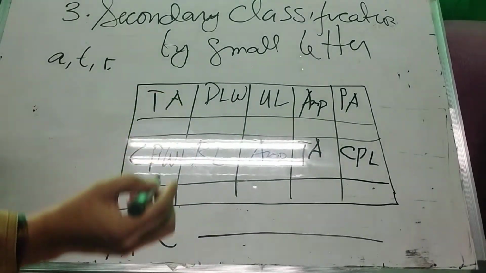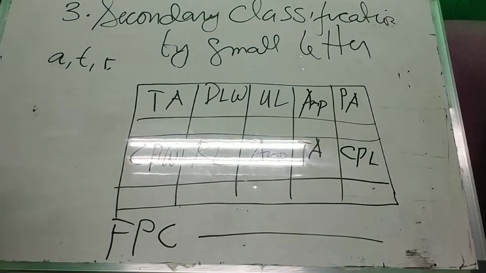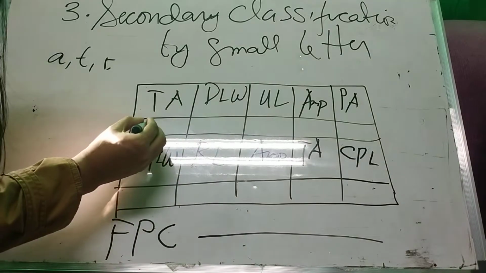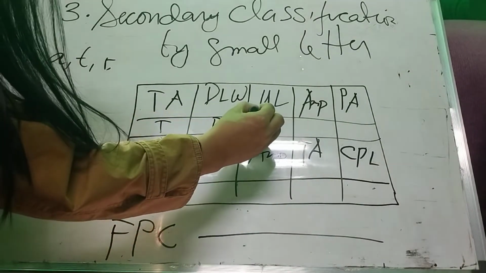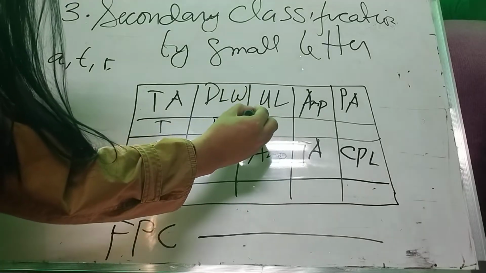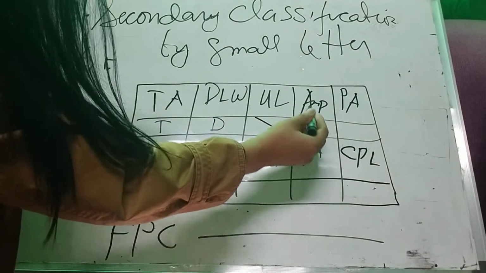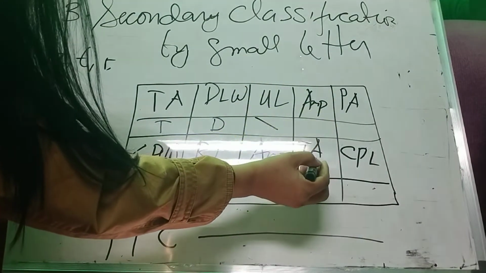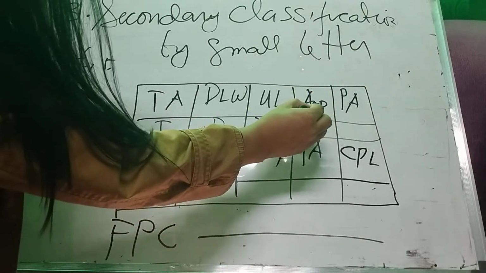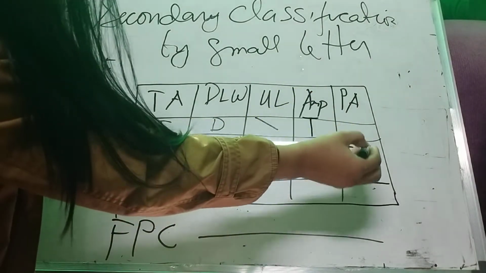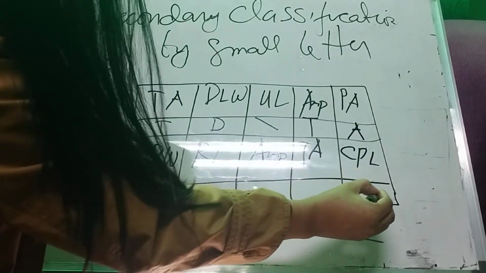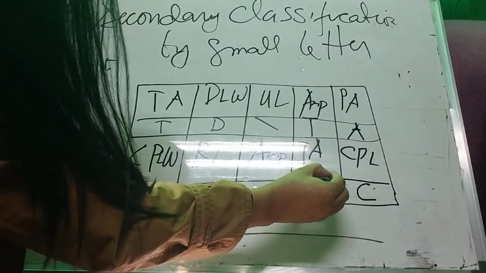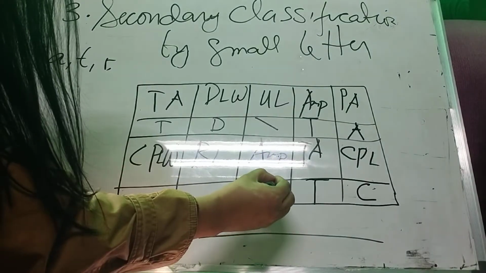So, we have to block out the following first before we proceed to the secondary classification by small letter. So, capital letter T, capital letter D. This is ulnar loop, so we have to use slant, amputated. So, what is on the other side? That is tented arc. And then, plain arc, CPL, capital letter C, capital letter T, amputated.